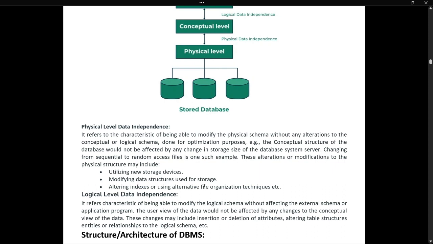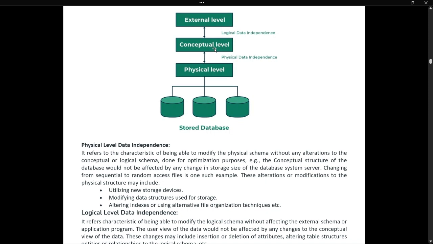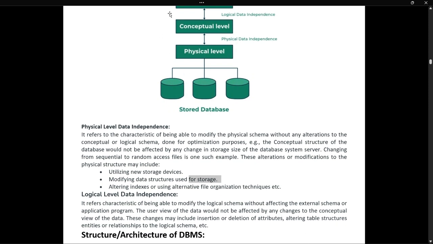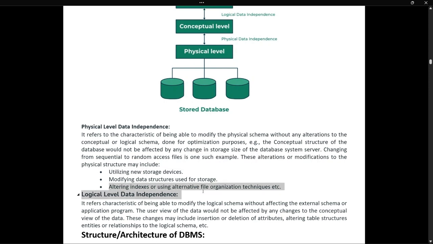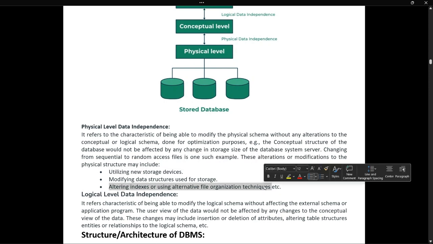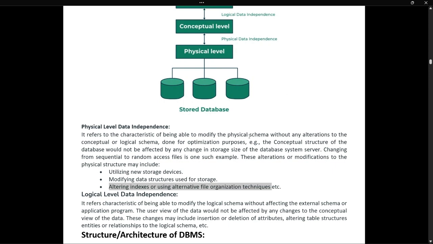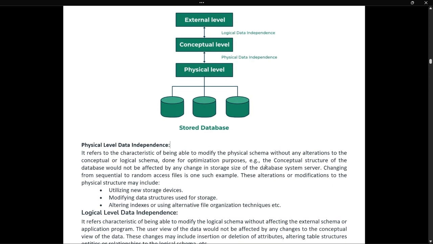Modifying the data structures used for storage, because storage is common to them, right? Conceptual level and physical level have a common storage. So whenever the changes we make on the storage, it should not affect the other level. So that's the reason: modification of data structures used for storage, utilizing new storage devices, alternative indexing, using alternative organization techniques, file techniques. Okay, so basically it's all about changing only, but what type of change is another you need to specify here a little bit more, you need to explain it at your understanding level.